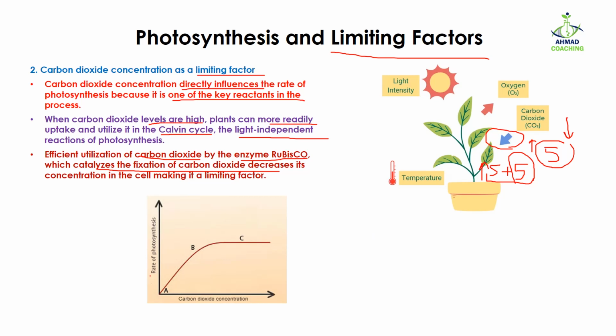As we can see in this diagram, when the carbon dioxide concentration was very low, the rate of photosynthesis was low. As the carbon dioxide concentration started to increase, the rate of photosynthesis also started to increase, until a point where the rate is stabilized. This stabilization means that all the factors required for photosynthesis are in optimal condition and the rate of photosynthesis is stabilized.